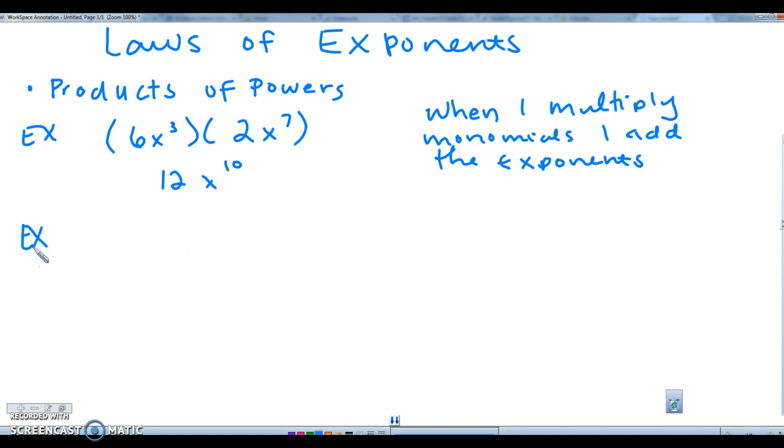Try this next one on your own. We'll have 3y to the 4th times 7y to the 5th. Good, we should have gotten 21y to the 9th.